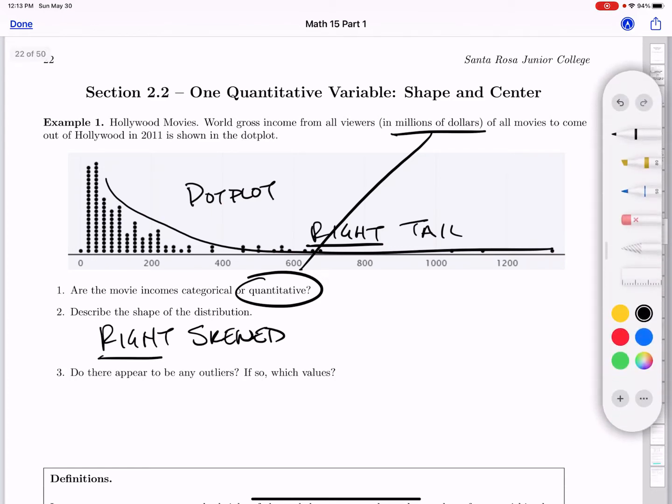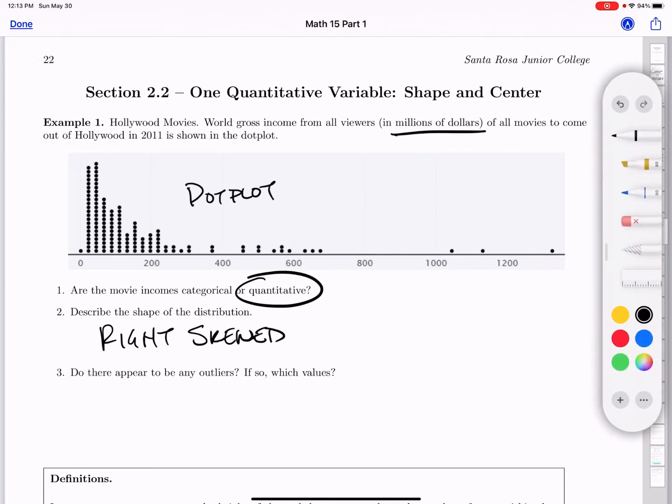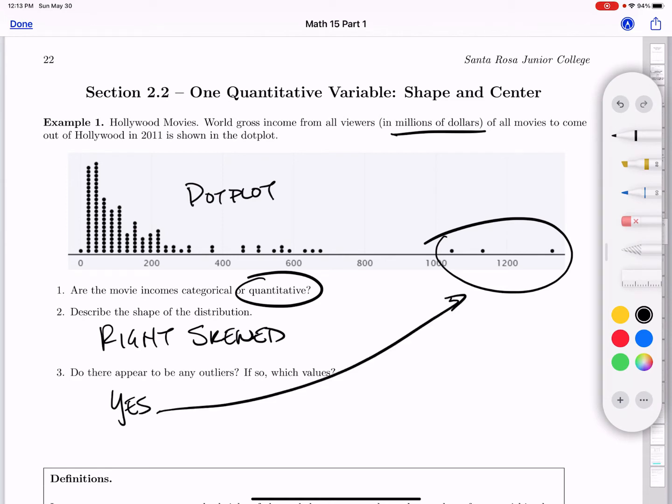Does it appear there are any outliers? It doesn't really explain what outliers mean, but I think it's supposed to represent values that are noticeably different than the others. And I think these three seem to be in a class of their own. They're a bit larger than all of the other movies, so I'm going to call those outliers. So these three movies made a bit more money than all the rest.